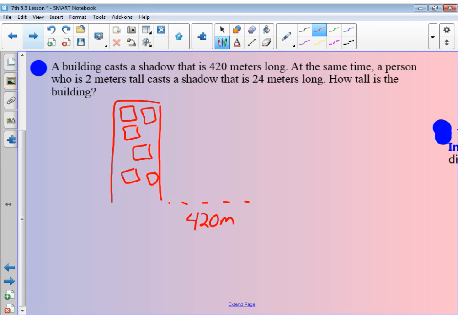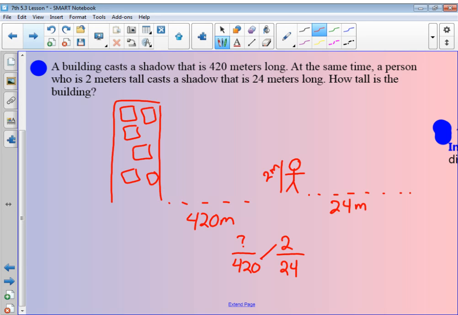At the same time, a person who is 2 meters tall, so here's my person, and they are 2 meters tall, casts a shadow of 24 meters long. And I know my things do not look proportional. But anyway, we're just using it to get the information. Okay, so I've got person is 2, over shadow is 24. Actual object is, I don't know, over 420.